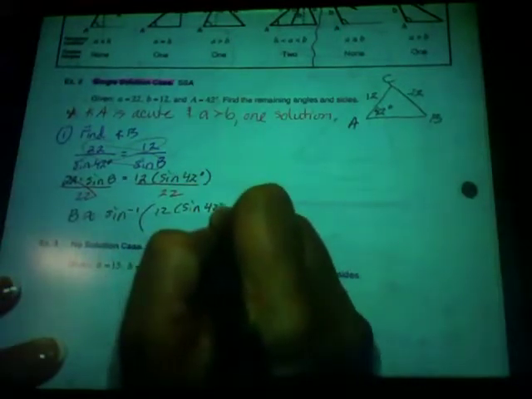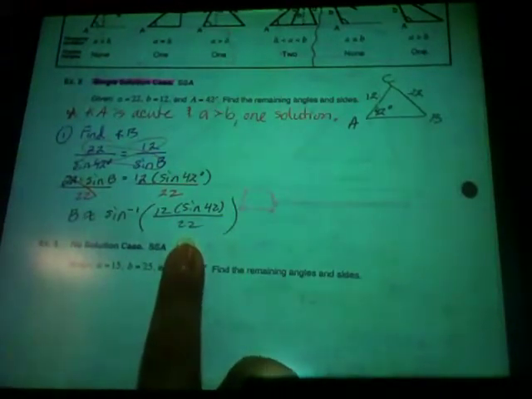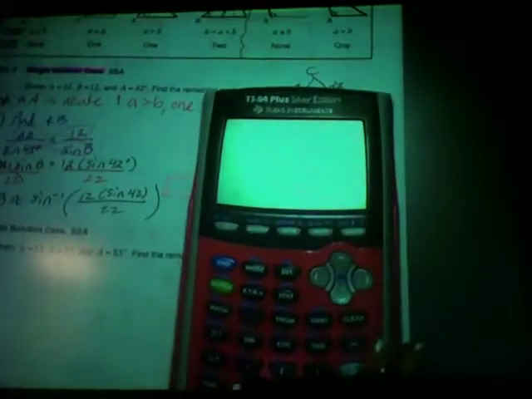Now to find B, because I basically have sine of B here, whenever your angle is your variable, you're going to find big B is approximately equal to the inverse sine of all of this: 12 times sine of 42, all divided by 22. This is what you're putting in your inverse sine. It should look just like that in your calculator. So how do you get your inverse sine? Do you remember?